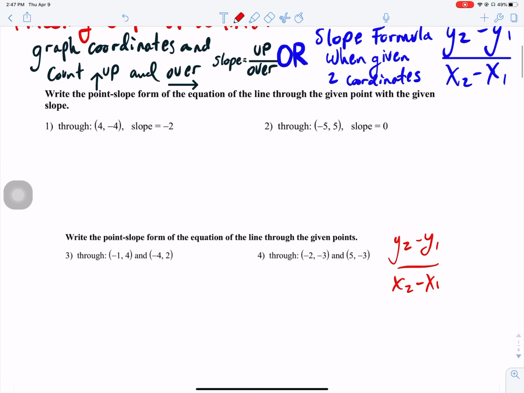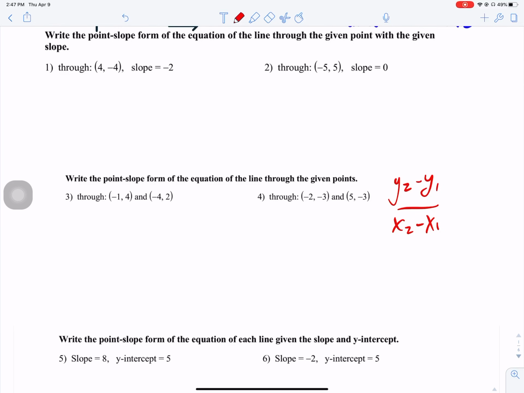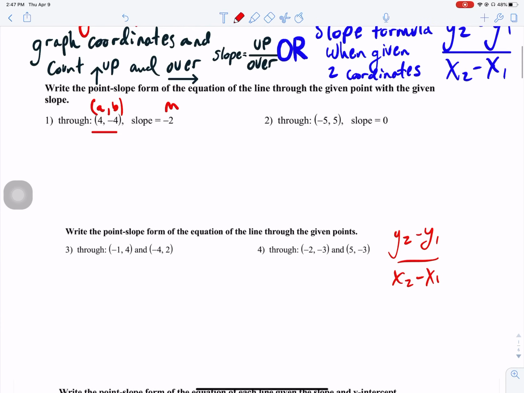First problem says, write the point slope form of the equation of a line that goes through the given point. So we don't have to think too hard about what we're doing here. This is going to be your A, B situation. And then you have your M. So you go back to the formula.